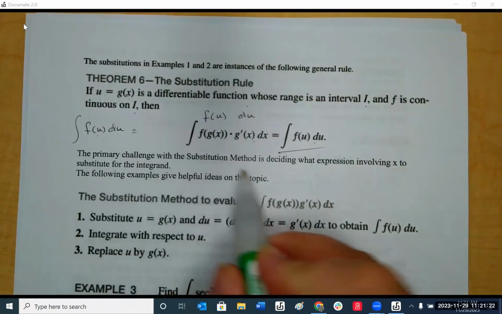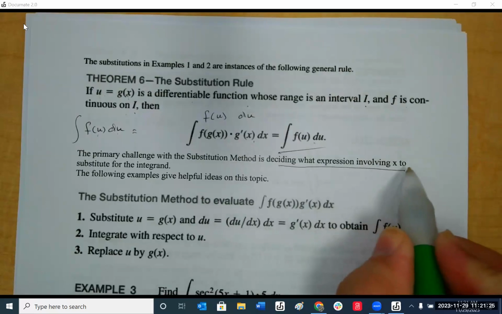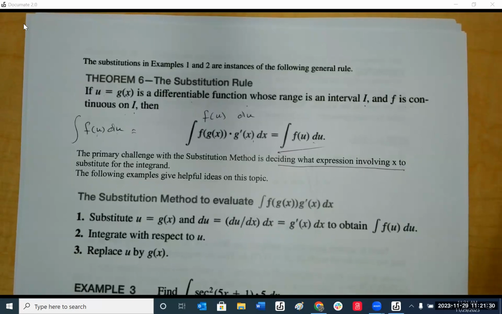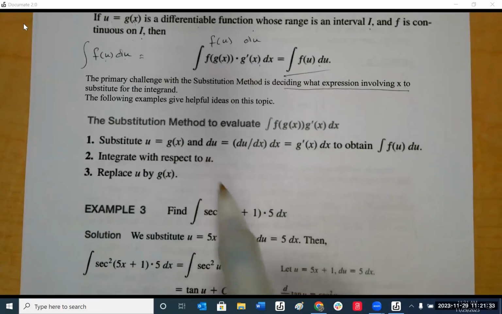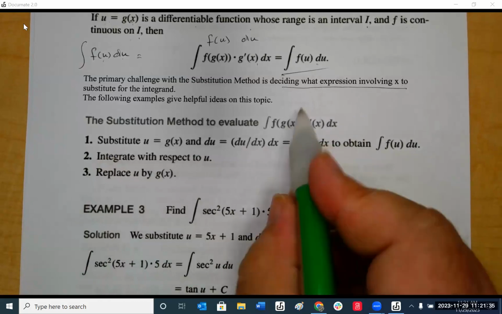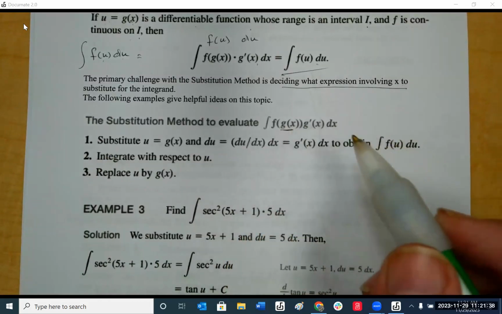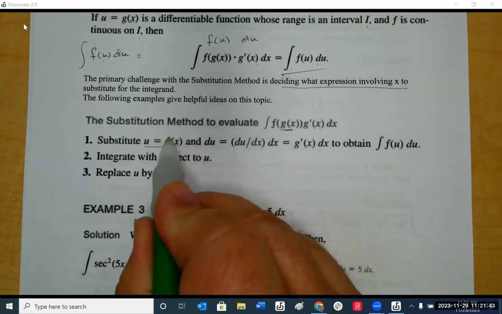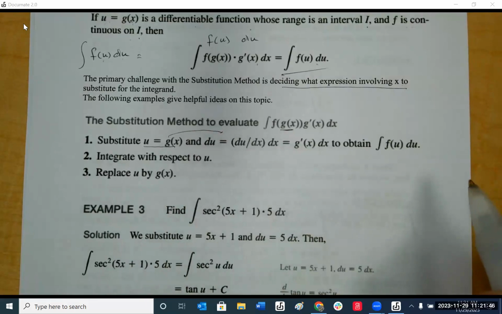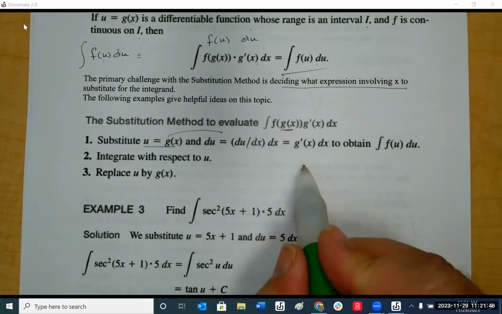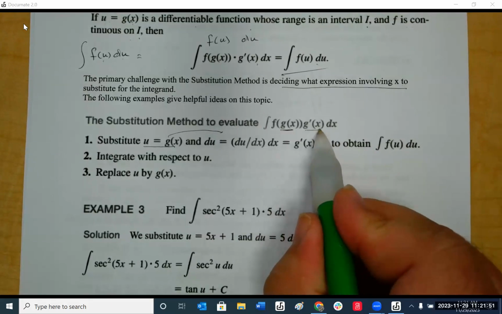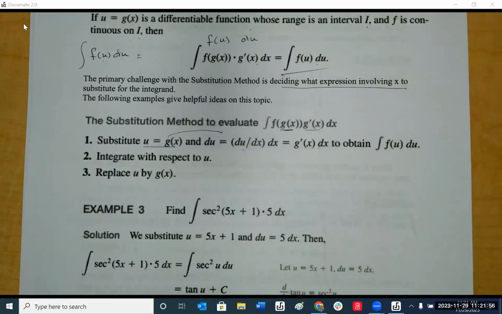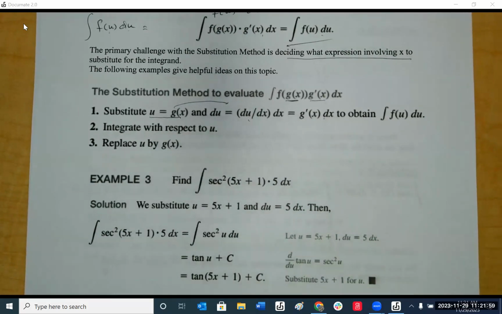So the primary challenge is deciding which expression involving x to substitute. That's the hardest part. So the first thing you have to do is find what the internal function is, the function within the function, the composite ones. Set that equal to u, then find its derivative. This du is that. And then just replace them.